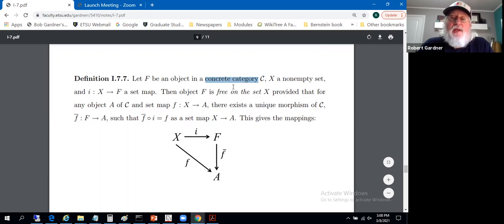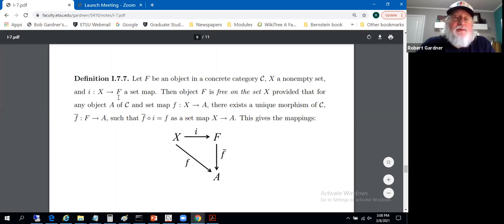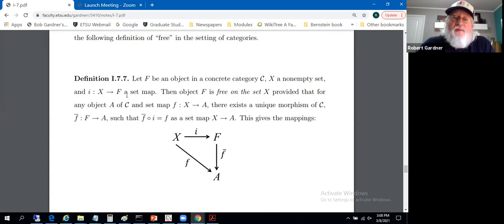Let F be an object in a concrete category C, X a non-empty set. So this just came out of nowhere. The set X doesn't say that X is itself in the category, just that X is a non-empty set. And I maps set X to object F. Define this as a set map. Strictly speaking, we might want to think of that as sigma of F. If I call it a set map, I mean it maps a set to an object. F, strictly speaking, is not a set itself. It's an object, but sigma of F is a set, and then I becomes a function. So we're maybe glossing over those details. Fine, as long as we're in a concrete category, I don't have a problem with that.